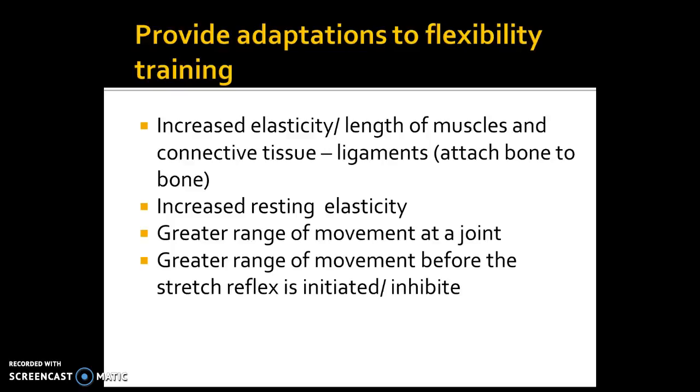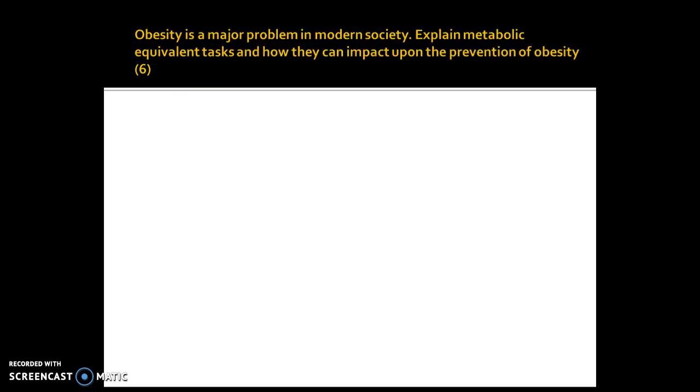So that kind of rebound effect is vital, and that's why people do it. That is why dancers can put their legs way further back when you're doing PNF stretching than we can before we feel that stretch reflex within our connective tissues, okay. So that's that one. Obesity, last one then, is a major problem in modern society.